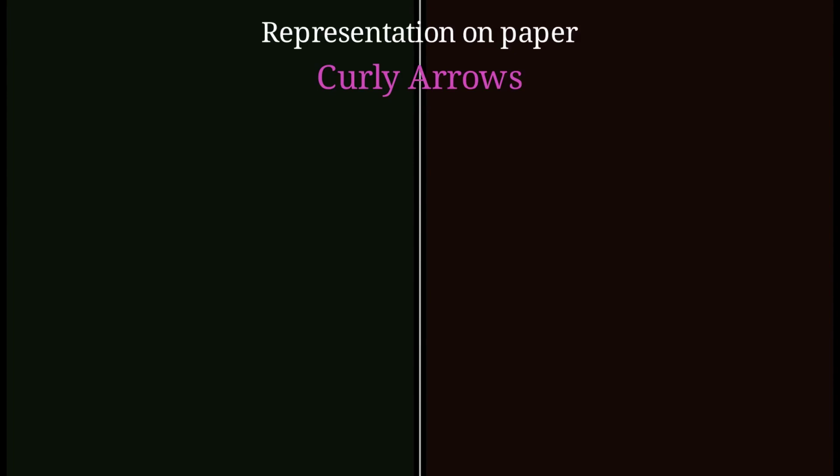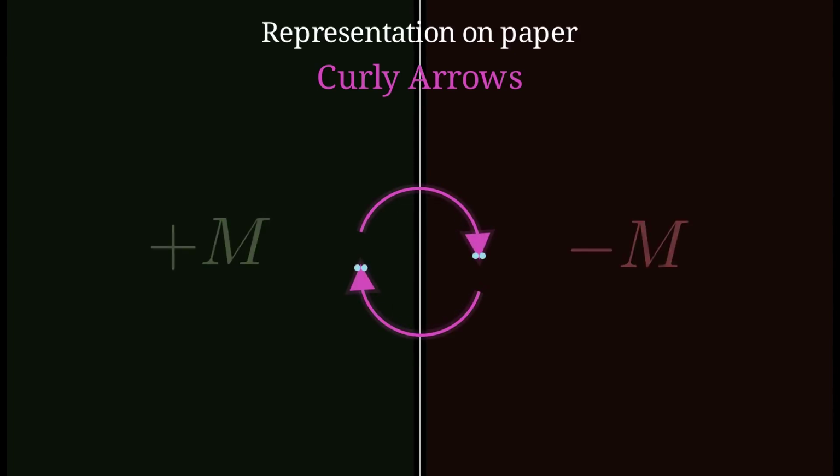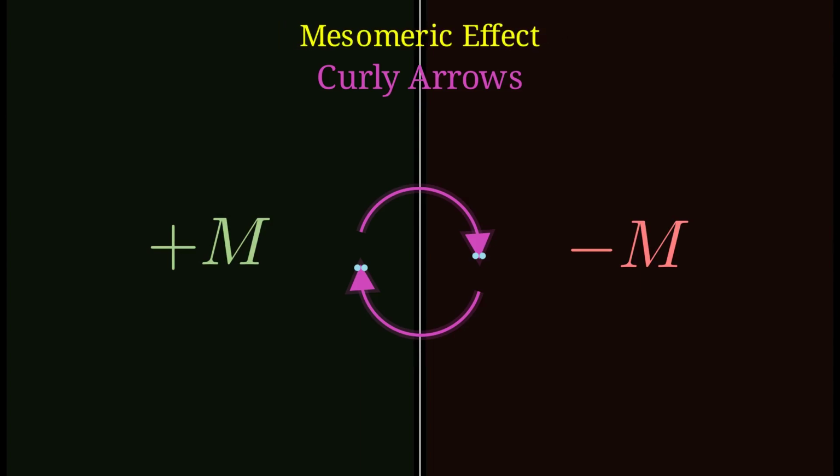Now, let's look at how we actually represent this on paper. We use curly arrows to show the movement of electron pairs. There are 2 main flavors of the mesomeric effect, plus M and minus M. Think of +M as electron giving.